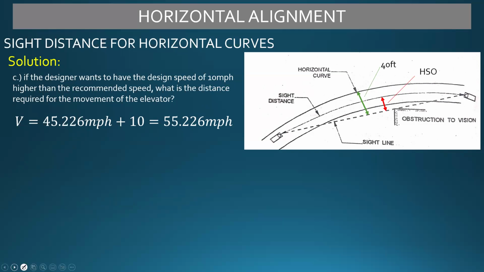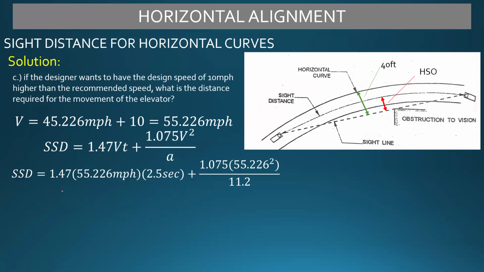Then from there, let's solve for our stopping sight distance using the formula we used earlier, SSD equals 1.47 VT plus 1.075 V squared over A, substituting our speed and the standard time and acceleration rate. So our stopping sight distance is 495.693 feet. Now, how far do we need to move our obstruction?